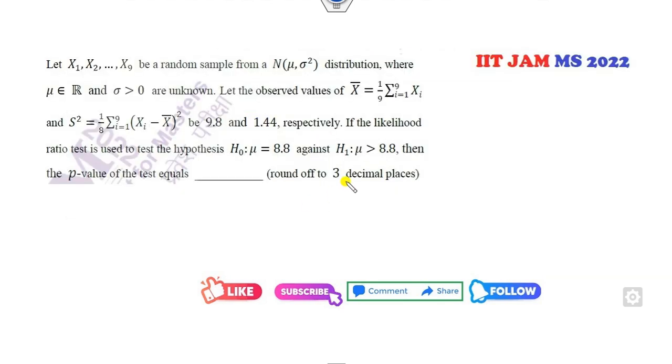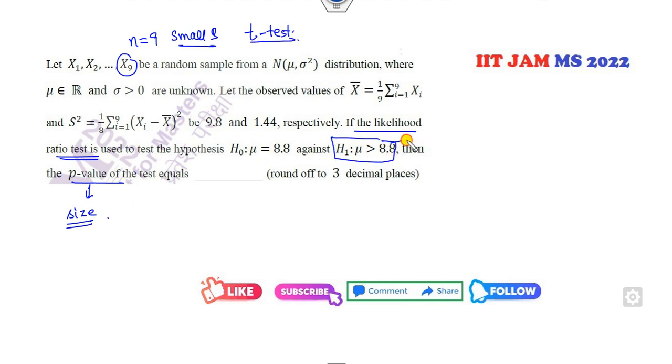Okay, look at this one. Again, it's a likelihood ratio test of the p value. That means they are talking about the size of the test. Fine. So which was that? Sample size is 9, which is a small sample. Once it's a small sample, you are using the t-test. Fine. So what is that? Again, h naught is, you can see it's one-sided, and one-sided is right tail.